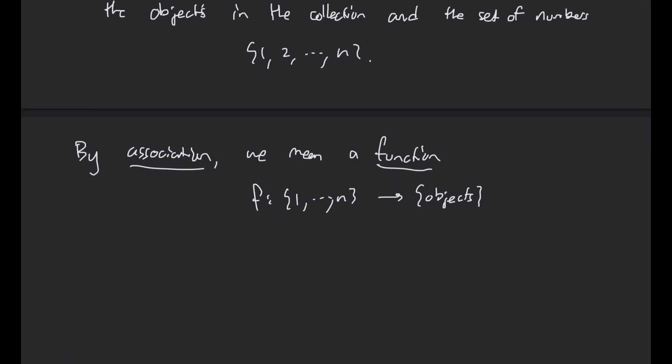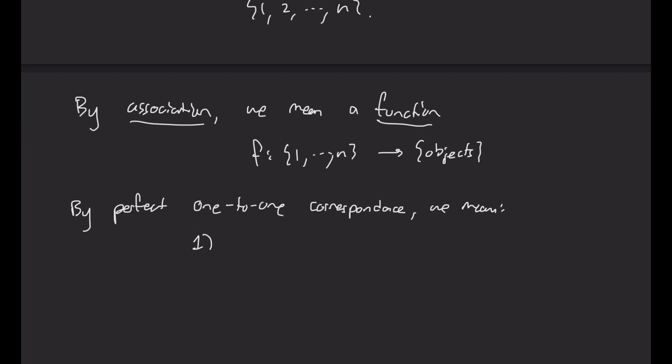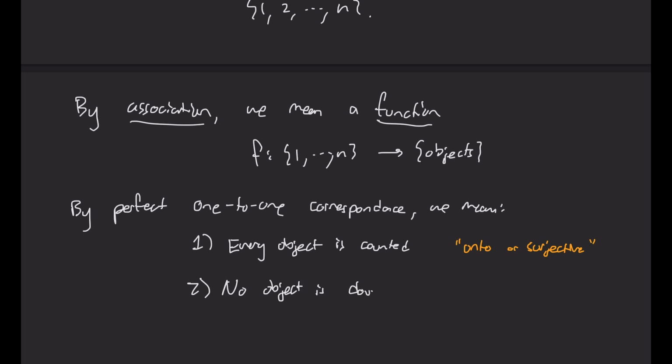And now we have to be careful about what we mean by a perfect one-to-one association or correspondence. And that really means 2 things. It means, first of all, every object that we're counting is, well, counted. So this has a formal name of being onto or surjective as a property of the function f. And our second property is that no object is double counted. So we want an accurate counting. We don't want to double count anything.